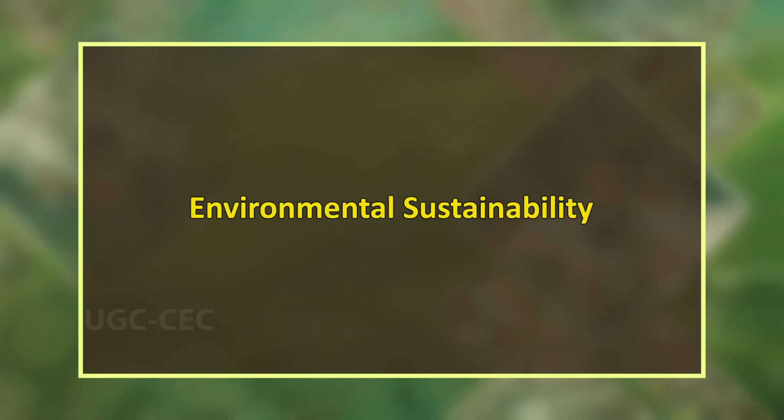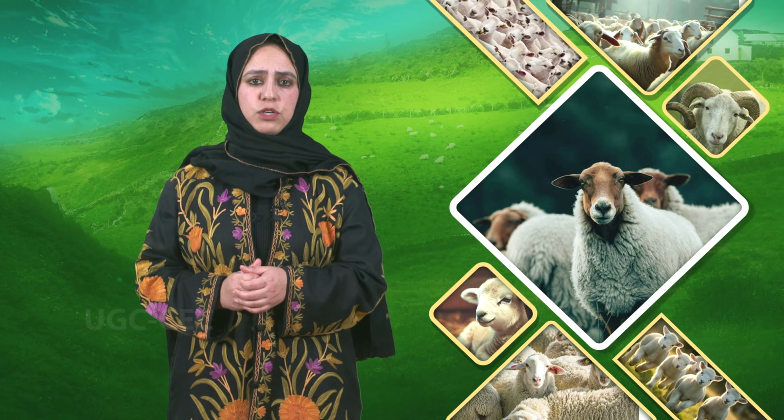Environmental sustainability. Implement sustainable farming practices to minimize the environmental impact of sheep farming. Explore eco-friendly feed options and grazing management strategies. Financial support. Advocate for government support programs, subsidies, or grants to assist sheep farmers during challenging times. Encourage the development of insurance programs tailored for the sheep industry.